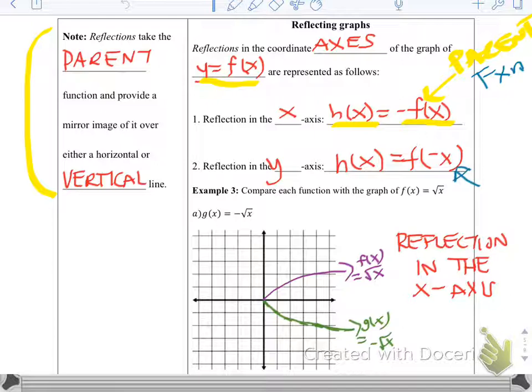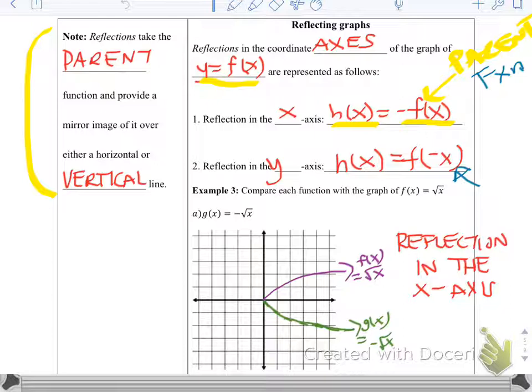All right, and so note the difference there. And this takes a little time to get used to. I would advise that if you still are a little unclear, read the book on this section as well, because they'll have more examples. So compare each function with the graph of f of x equals the square root of x, right? And so again, get some famous points on the square root of x. You can use 0, 0, you can use 1, 1, and you can use 4, 2, right? And so once you plot those, I would say get at least 2 to 3 points.